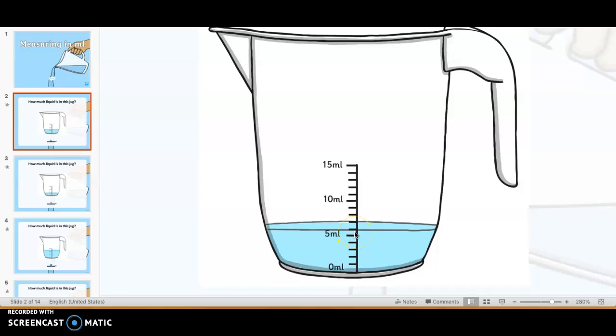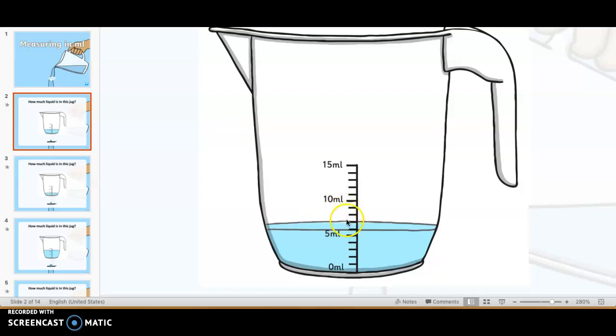So what you need to do is you look at the distance between the known measurements. So these are the known measurements, 5 milliliters here and 10 milliliters here. And you work out the difference. So if you want to quickly work that out, just pause the video. So the difference is 5 milliliters.